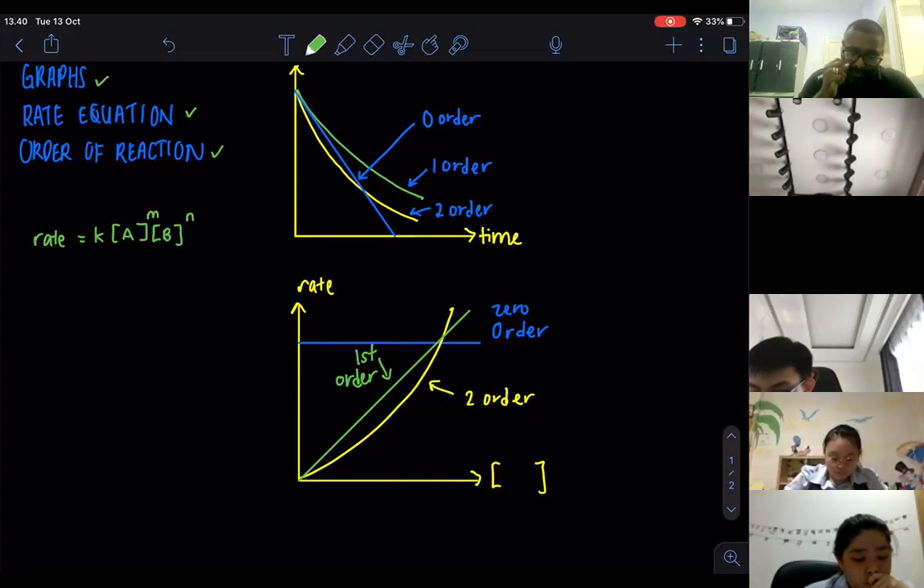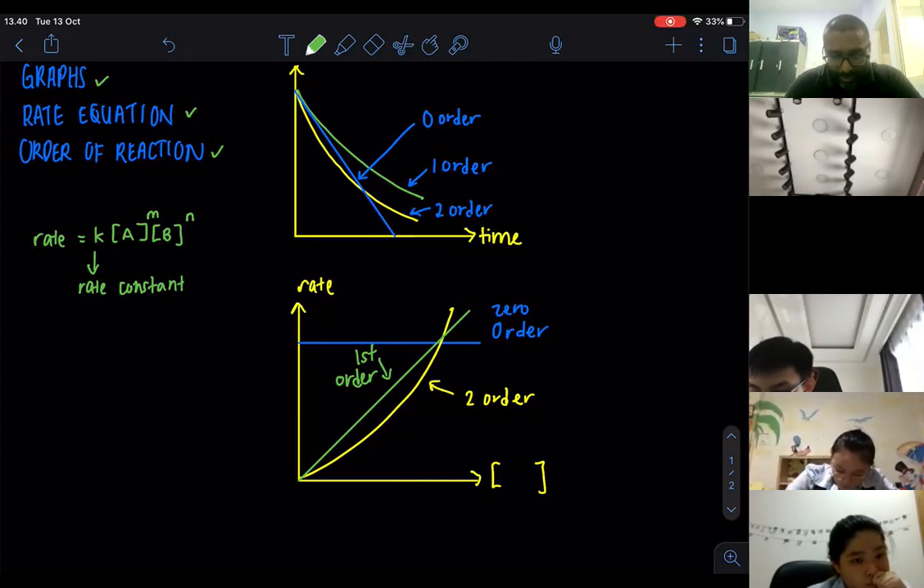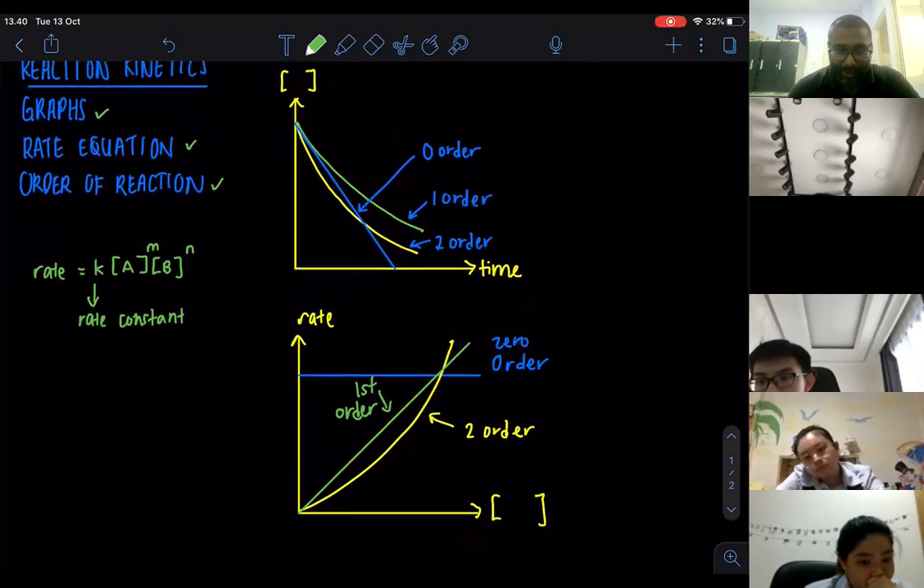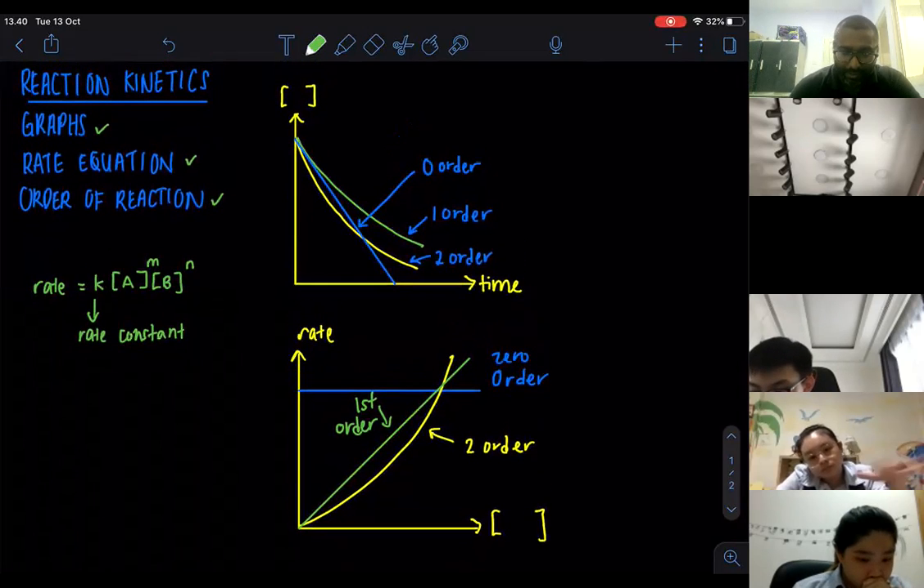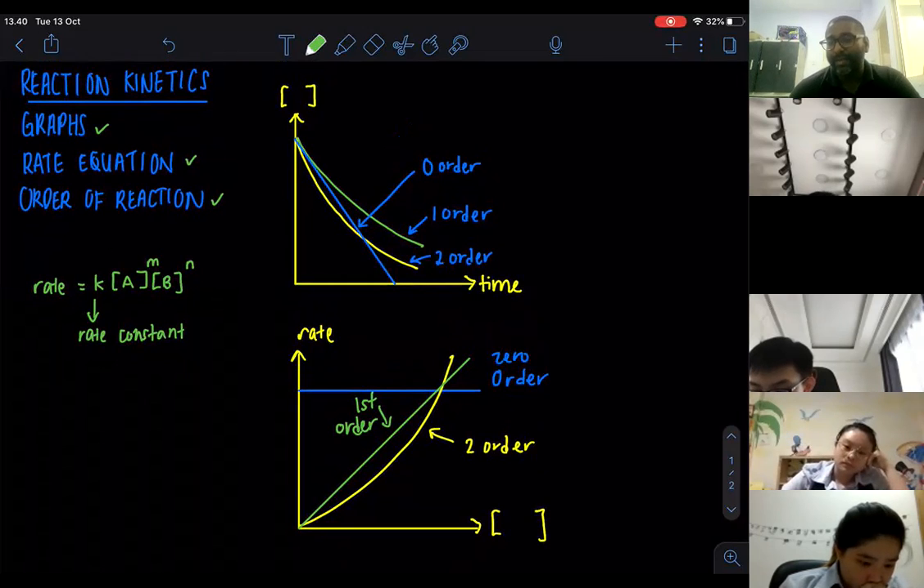Now, what does it mean? k is going to be the rate constant. If you are looking at your zero order reaction, the k is the gradient. Gradient of what? The gradient of the concentration against time graph. So these A and B can be the reactants, but it does not necessarily take all the reactants.